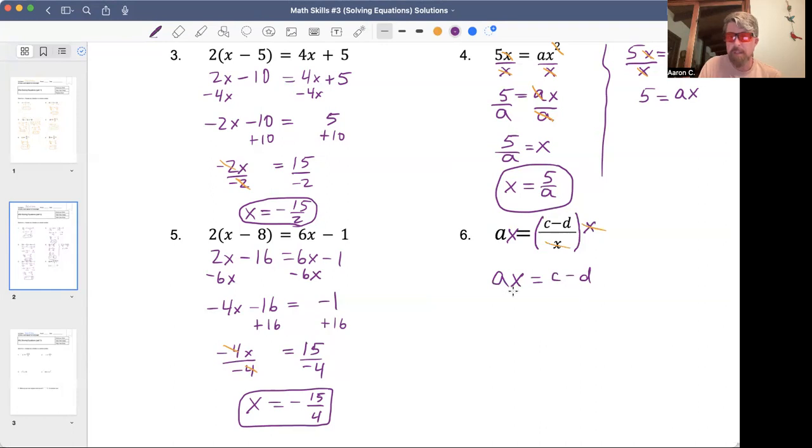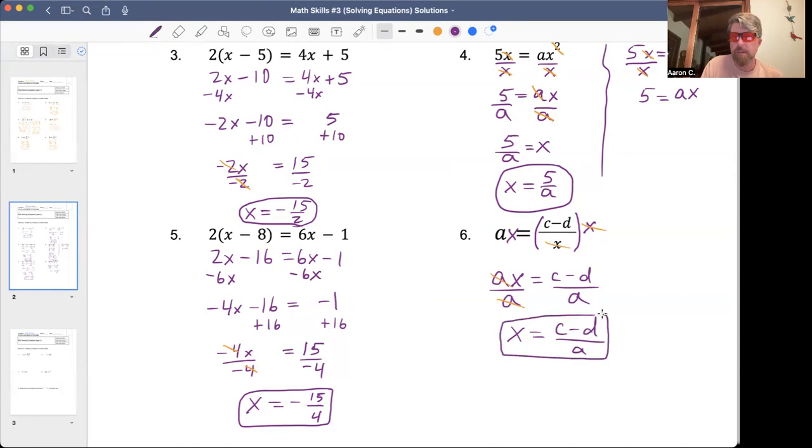So we're almost there. We just have to get this. It's a times x. And since they're multiplied, I'm going to do the opposite, which is dividing. So I'm going to divide by a on both sides. I'm going to cancel that out. And x is equal to c minus d over a. And that is my answer. Okay. x equals c minus d over a.